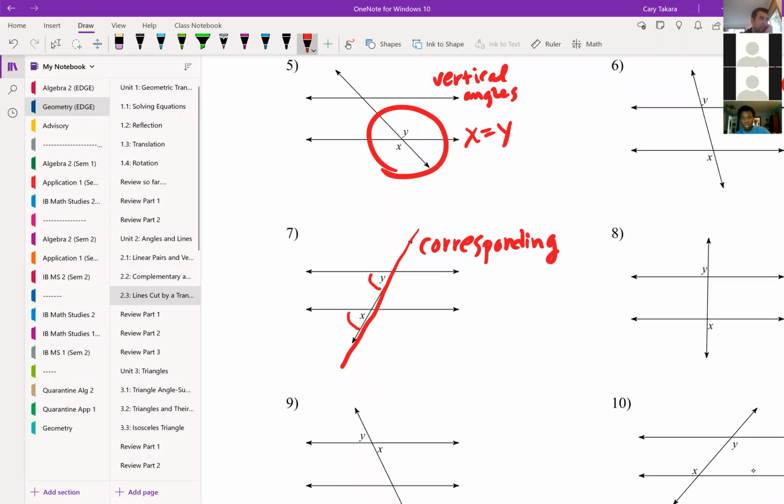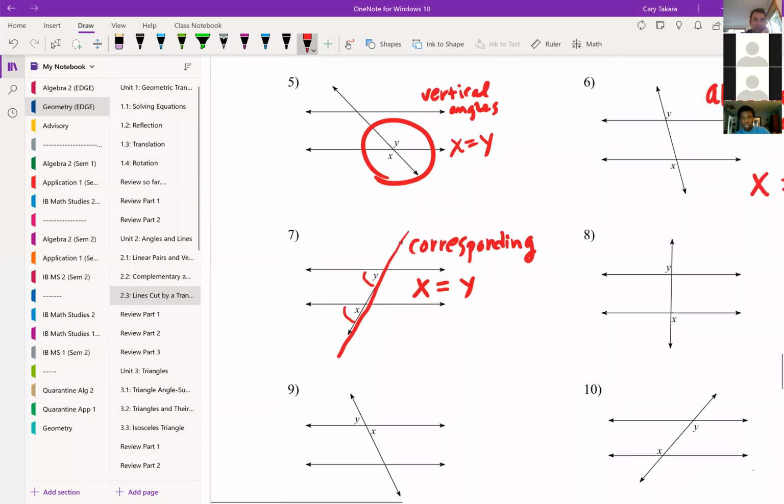Nice job, Janet. Jessica, thank you. They are corresponding angles. And what's the relationship between X and Y? Do they look like the same to you? They look like the same, don't they? So X has to be equal to Y. Corresponding angles.